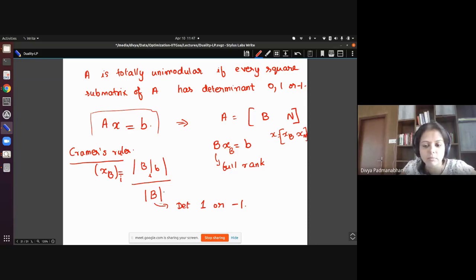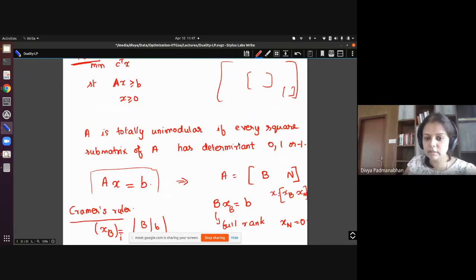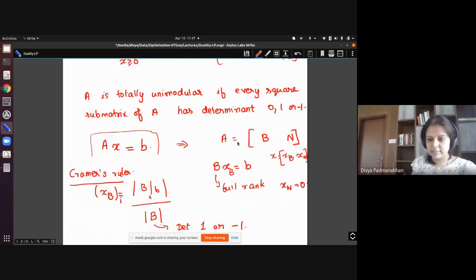So once this is exactly 1 or -1, the numerator is also going to be an integer, provided this b is also an integer, right? So that's why overall xBi is going to have only integer values. And of course, xN is 0. So what we are showing here is that if this constraint matrix is totally unimodular, then for every BFS you take, you're going to have integer valued solutions.